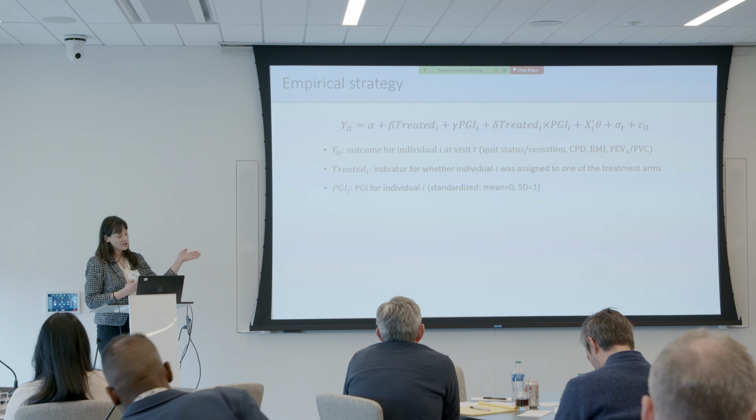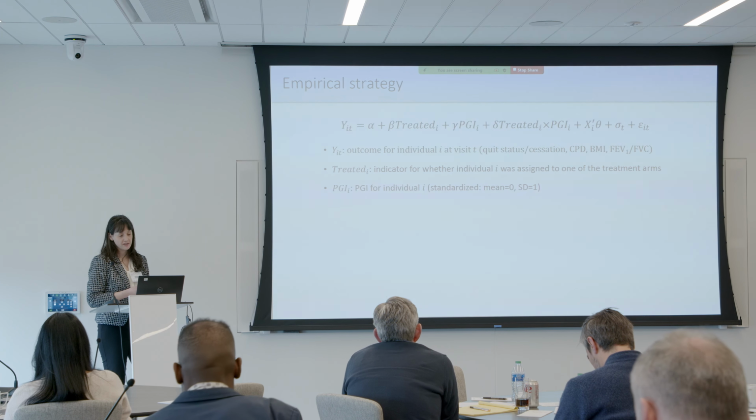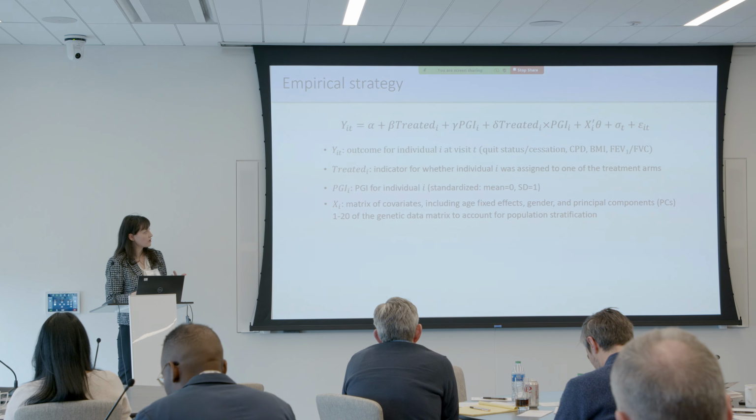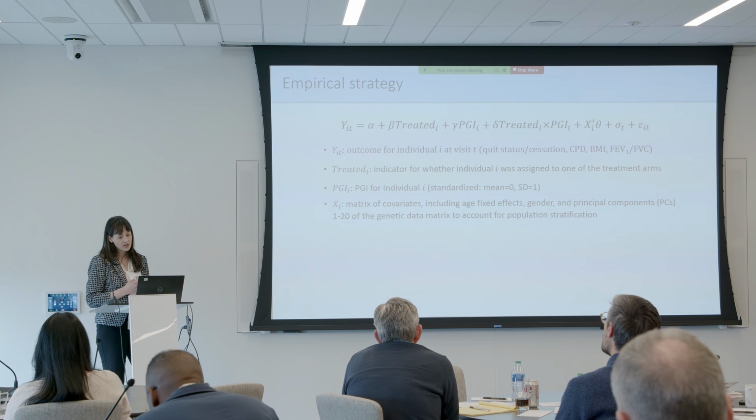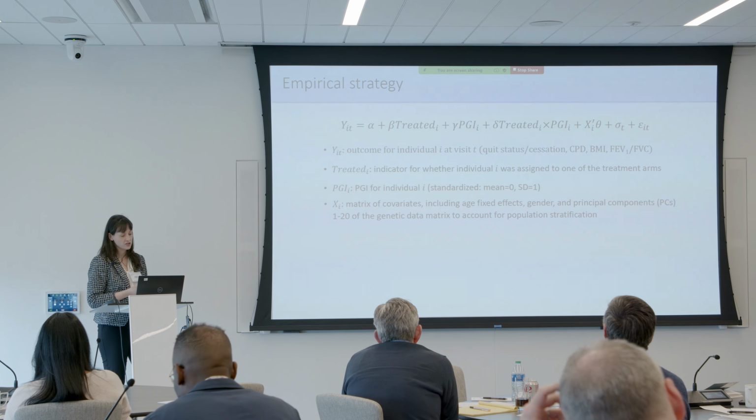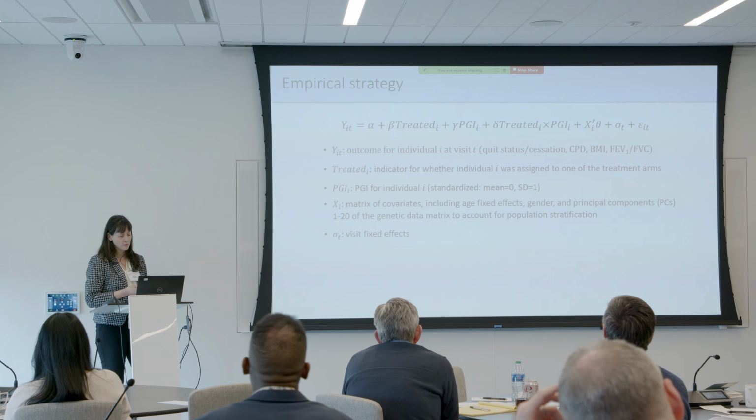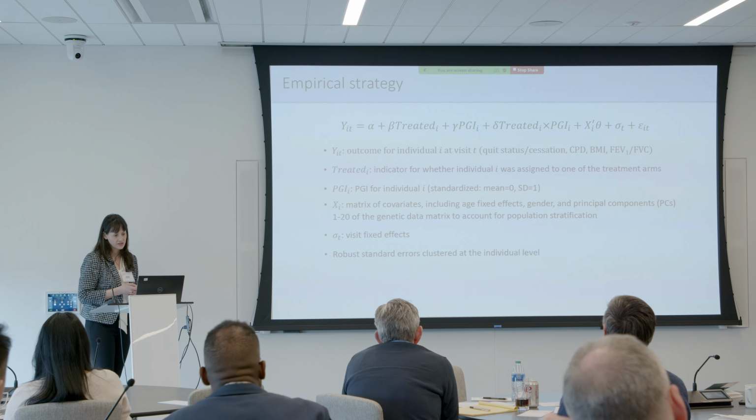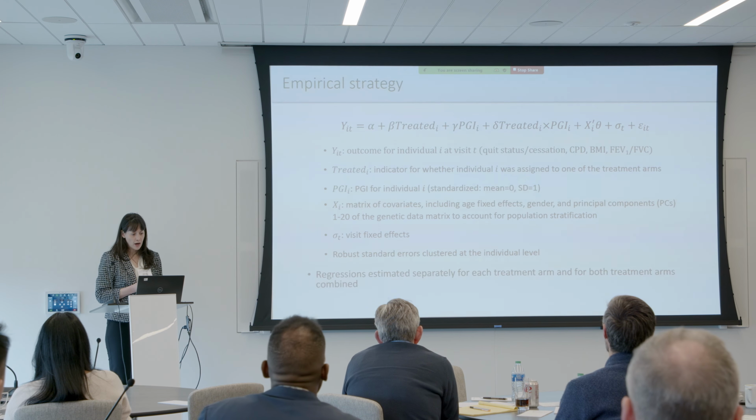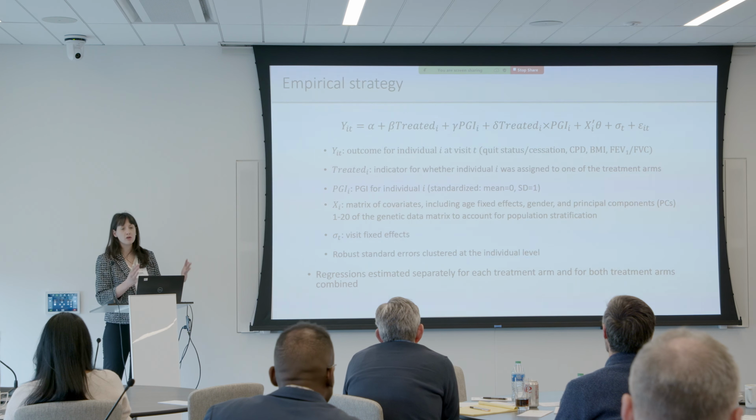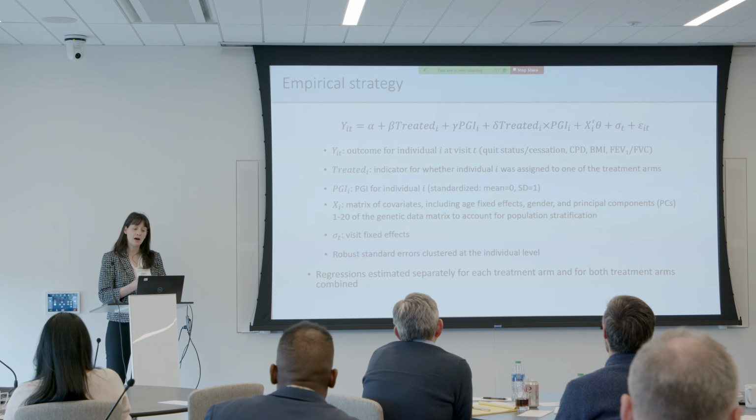We standardize these to have mean 0, standard deviation 1. Then we include a matrix of covariates, including age fixed effects, gender, and principal components 1 through 20 of the genetic data matrix to control for population stratification. We also include visit fixed effects, and we use robust standard errors clustered at the individual level. We estimated these regressions separately for each treatment arm and for both treatment arms combined.